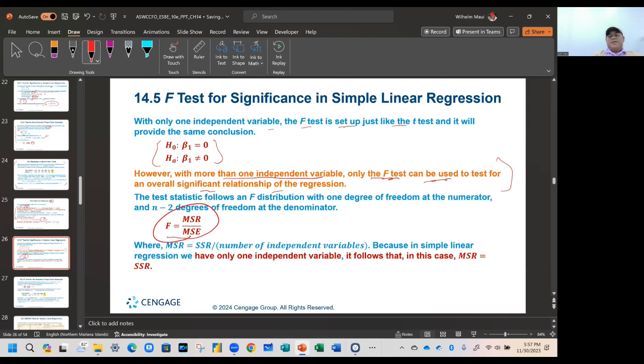So the test statistic F has 1 degree of freedom in the numerator and n minus 2 in the denominator. This is the mean square due to regression and the mean square due to error. The ratio of the two will give you your F statistic. Your MSR is SSR divided by the number of independent variables, that's the degrees of freedom. Because in a simple linear regression we only have one independent variable, which is an important point, it follows that your MSR is equal to SSR, because dividing any number by one gives you the same number.